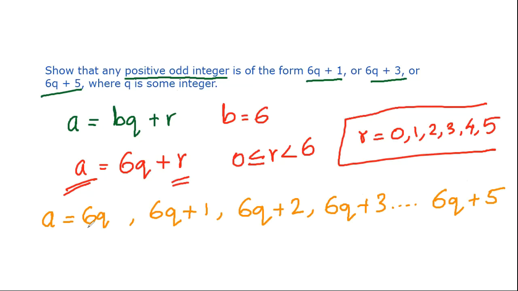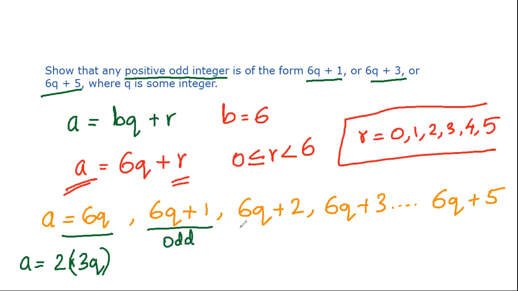Let's check the first one. First one is a is equal to 6q. We can take 2 outside, 2 into 3q. So we can write a as 2 into some integer. So this is even. In the second case we cannot take 2 outside, so this is an odd value. This will be odd.